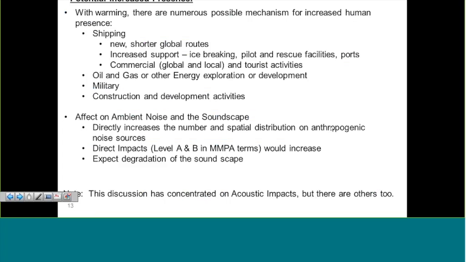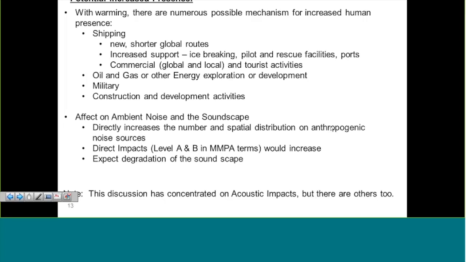The first is that just our mere presence alone is going to affect a lot of the acoustic components. You will get a lot more noise in the Arctic because of increased shipping. There'll be new routes, new sources of noise that need to be there to support the new shipping routes, like icebreakers and piloting ships and rescue facilities, ports, all that kind of thing. So all those things are adding ambient noise and more ships into the mix. So the ambient noise would be expected to go up just from that alone.